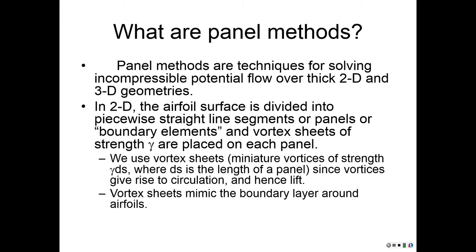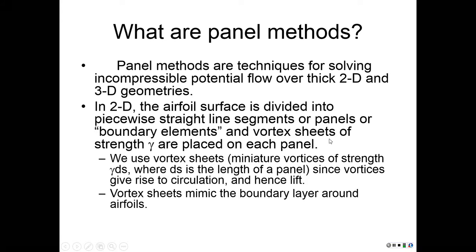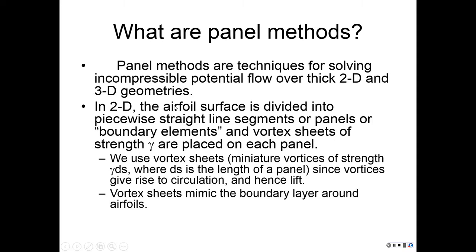This is basically a technique for solving two-dimensional incompressible potential flow, that means irrotational flow, over thick two-dimensional and three-dimensional geometries. We are, of course, primarily concerned about the two-dimensional geometries. The airfoil is a curved surface. From leading edge to trailing edge, the upper surface as well as the lower surface is highly curved. So what we normally do is break it into piecewise straight line segments. We call them panels. Some books also call them boundary elements. For this reason, a panel method is sometimes called a boundary element method.